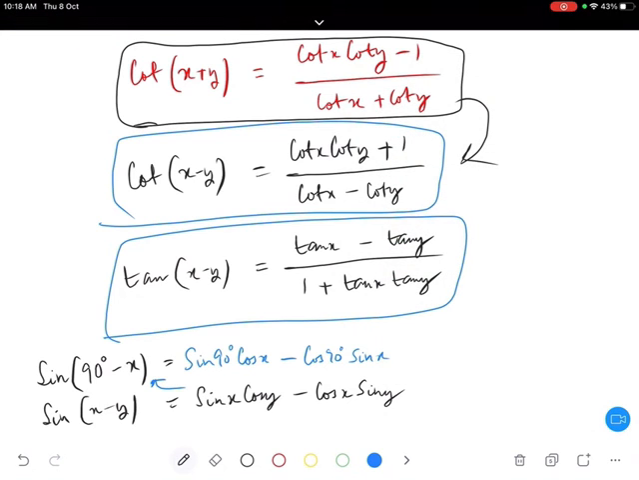Acha, now, everyone, have you understood why this is coming? Yes or no? Have you understood the formula? Sin 90 cos x minus cos 90 sin x. Okay, now tell me the value. Sin 90 is how much? 1. So I have cos x. Cos 90 is what? 0. I don't have to write. And you see, this proves that sin 90 minus x is cos x. Am I clear? That's what we have written, right?